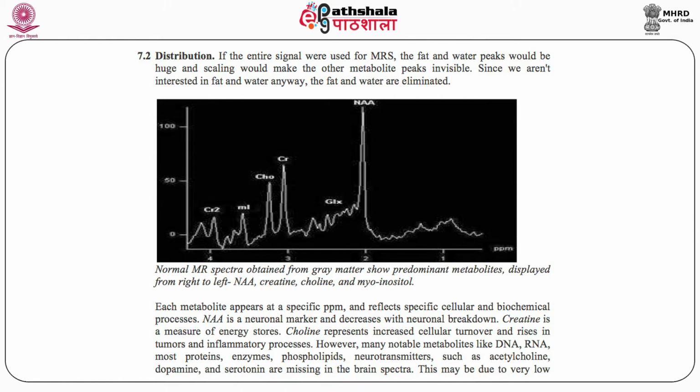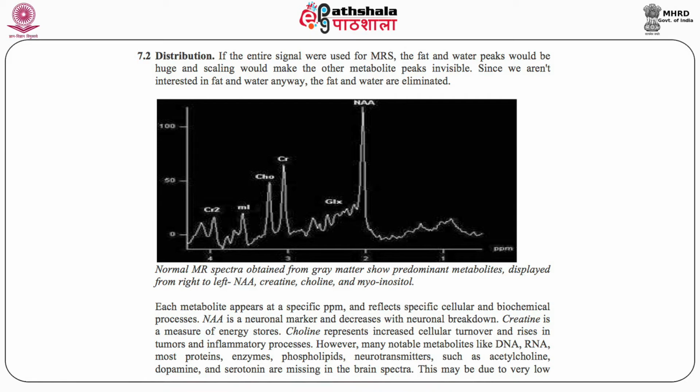The normal MR spectra obtained from grey matter shows predominantly metabolites displayed from right to left, which include NAA, the creatinine peak, the choline peak, and the myo-inositol peak. Now each metabolite appears at a specific ppm and reflects specific cellular and biochemical processes. The NAA is a neuronal marker and decreases with neuronal breakdown. The creatinine measures internal energy stores. Choline represents increased cellular turnover and rises in tumors and inflammatory processes.